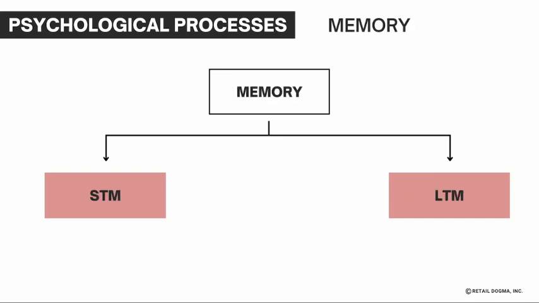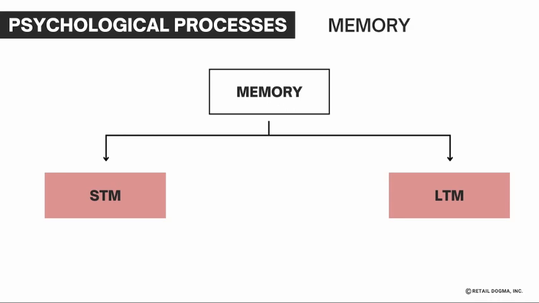As we go through our experiences in life, we tend to accumulate information. This information can end up being stored in our long-term memory. There are two types of memory: short-term memory, and this is a temporary storage of information, and long-term memory. This is a permanent storage.